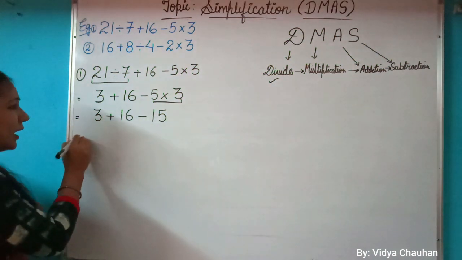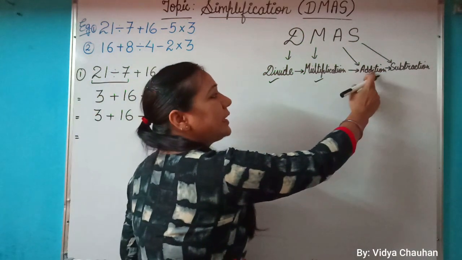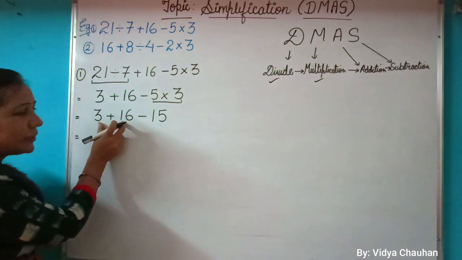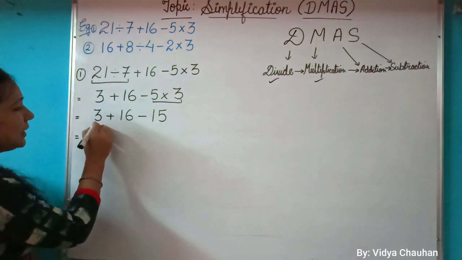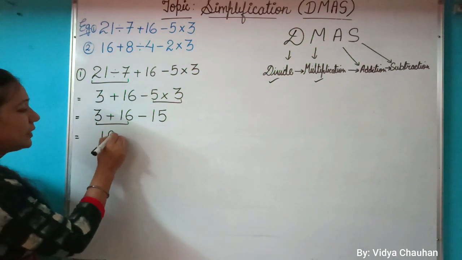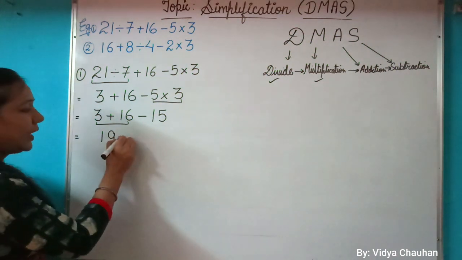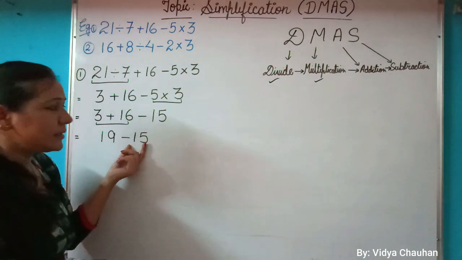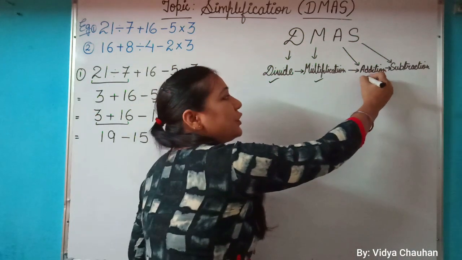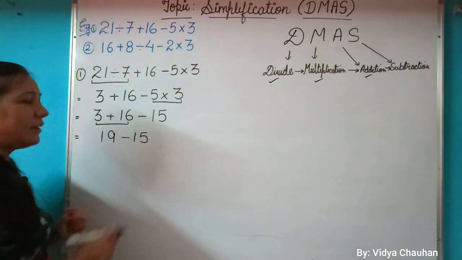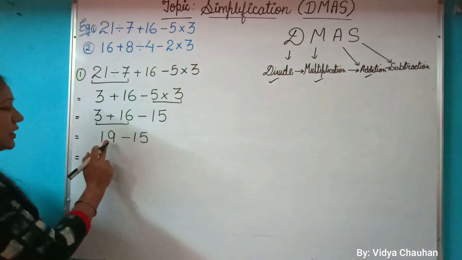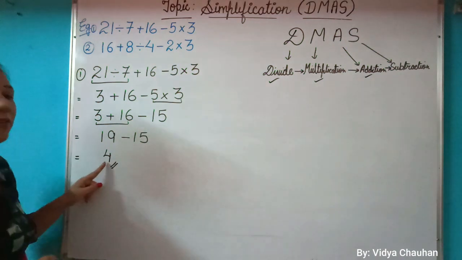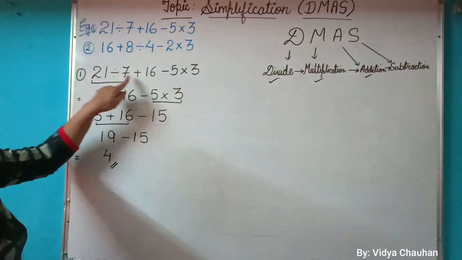After multiplication, what is the next one? Addition. So in the next step, we will add these two numbers. What is 3 plus 16? 19. And minus 15, that is, the rest of the terms are copied as they are. So now we are done with addition also. The last step left is subtraction. Can you tell me 19 minus 15? Yes, the answer is 4, and this is our final answer for the given problem.